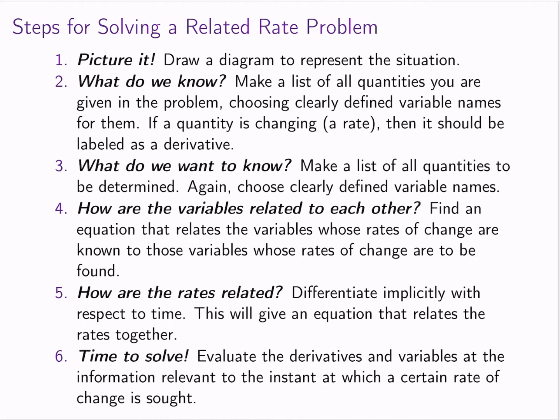Step 4, we need to figure out how the variables are related to each other. So we'll find an equation that relates those variables. When we say find an equation, a lot of the time this will be a geometric equation or the Pythagorean theorem or something like that. We will find an equation that relates all of it together. Step 5, how are the rates related? We're going to differentiate that equation we just found implicitly with respect to time. And then we'll have an equation that relates all the rates together. And then finally, we'll solve. At the very end, we'll evaluate these derivatives at the point in time that we are asked to care about. All right, let's look at some examples.